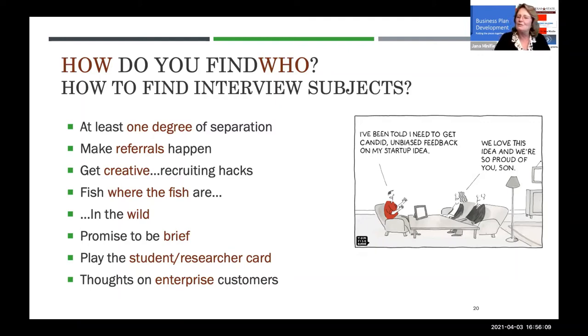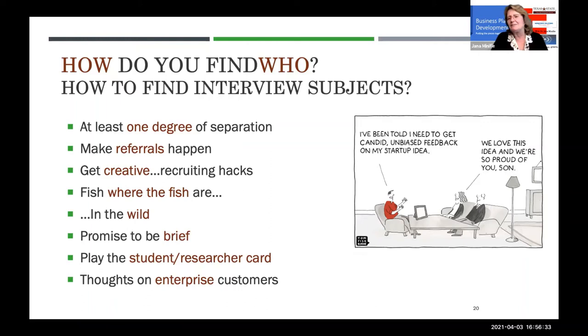But play the student researcher card. Tell people, I'm taking this workshop. I'm trying to learn more about customer discovery. Would you mind taking some time to let me talk to you? I'm trying to learn more about this problem. Use that card. You're taking this workshop for a reason. You want to learn more. So let them know this is why you're doing it, that you want to find out more about the problem.